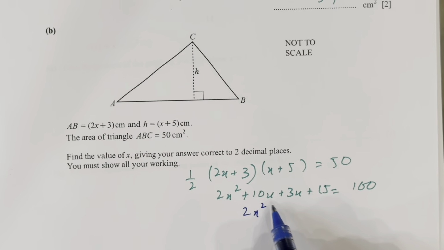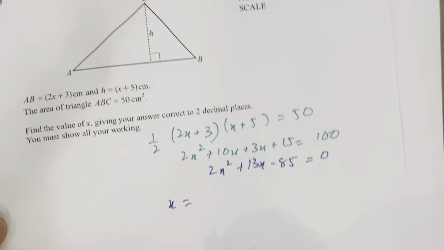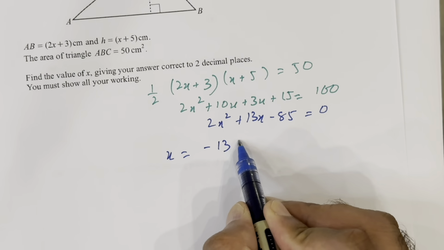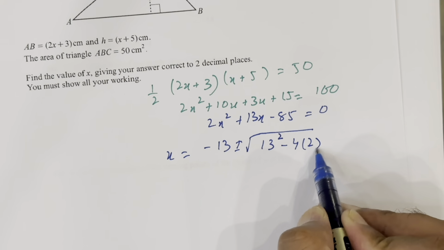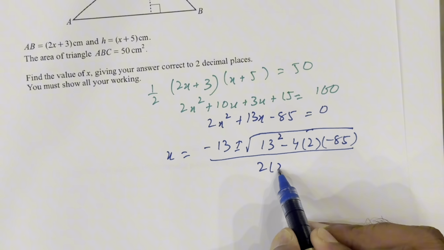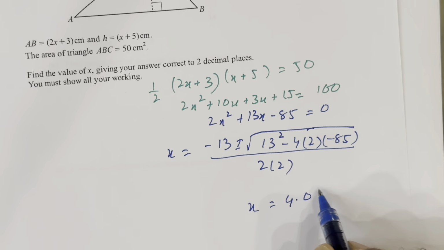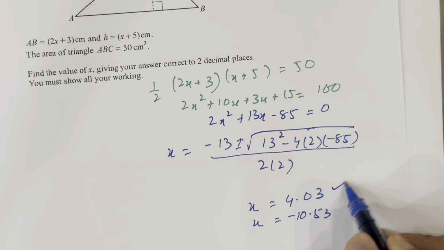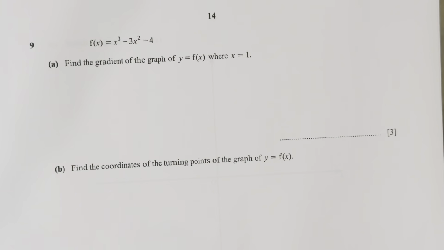So 2x square plus 13x minus 85 would be equal to 0. After taking the value, x is equal to minus b, minus 13 plus minus the square root of 13 square minus 4 into 2 into minus 85, divided by 2 into 2. So after solving it, we get x is equal to 4.03 and for the negative value, minus 10.53, but we're gonna take the positive value because height cannot be negative. So 4.03 is the answer.